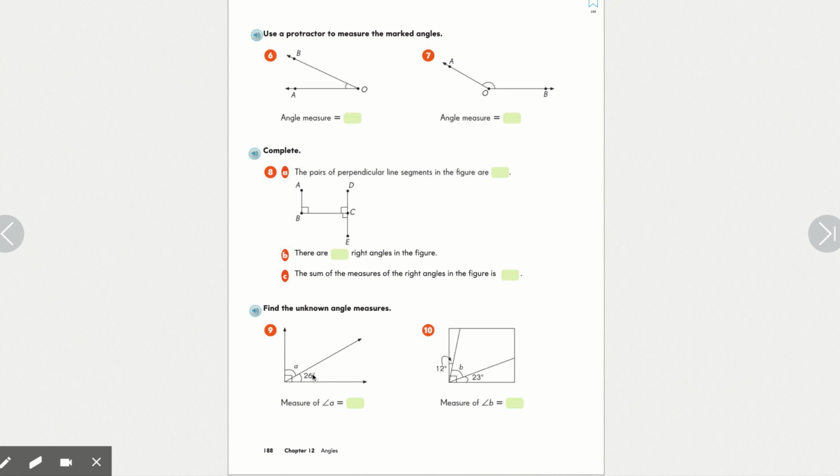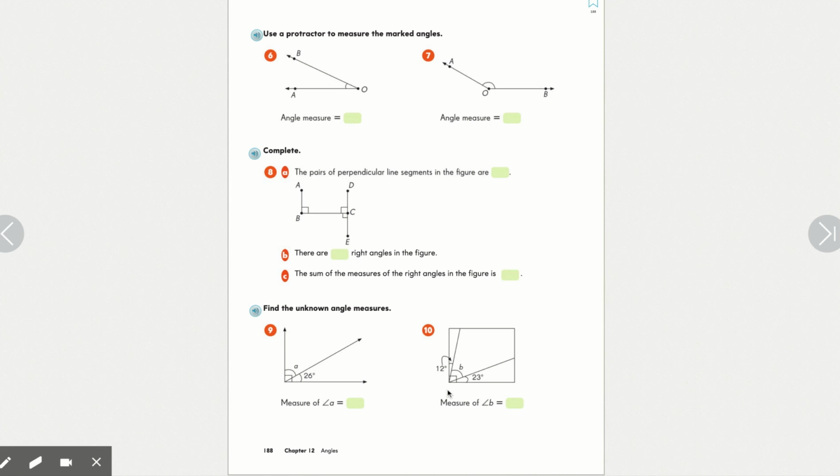Okay. So you can also find these unknown angle measures by knowing that this is a right angle, so it's 90 degrees, and then this section here is 26. So you would just do 90 minus 26, and I'll do that really quickly here. So that would be 64 degrees. So angle A would be 64 degrees.